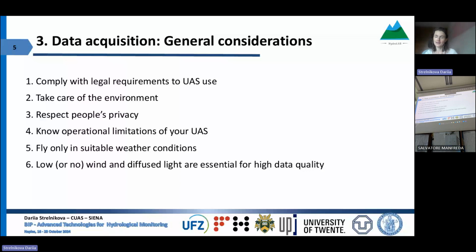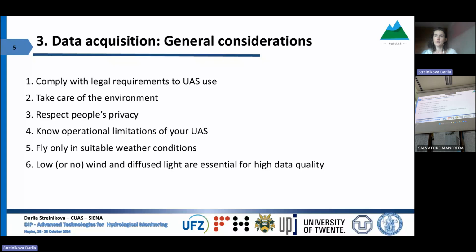And then, of course, we take care of the environment. So we try to not disturb any wildlife with our drones. We also use them carefully because we do not want our drone to fall into the river and hurt the environment in this way. We have to respect people's privacy. Very often this is in the law, but not everywhere. And of course, we wouldn't want to be disturbed, so we also do not want to disturb other people.